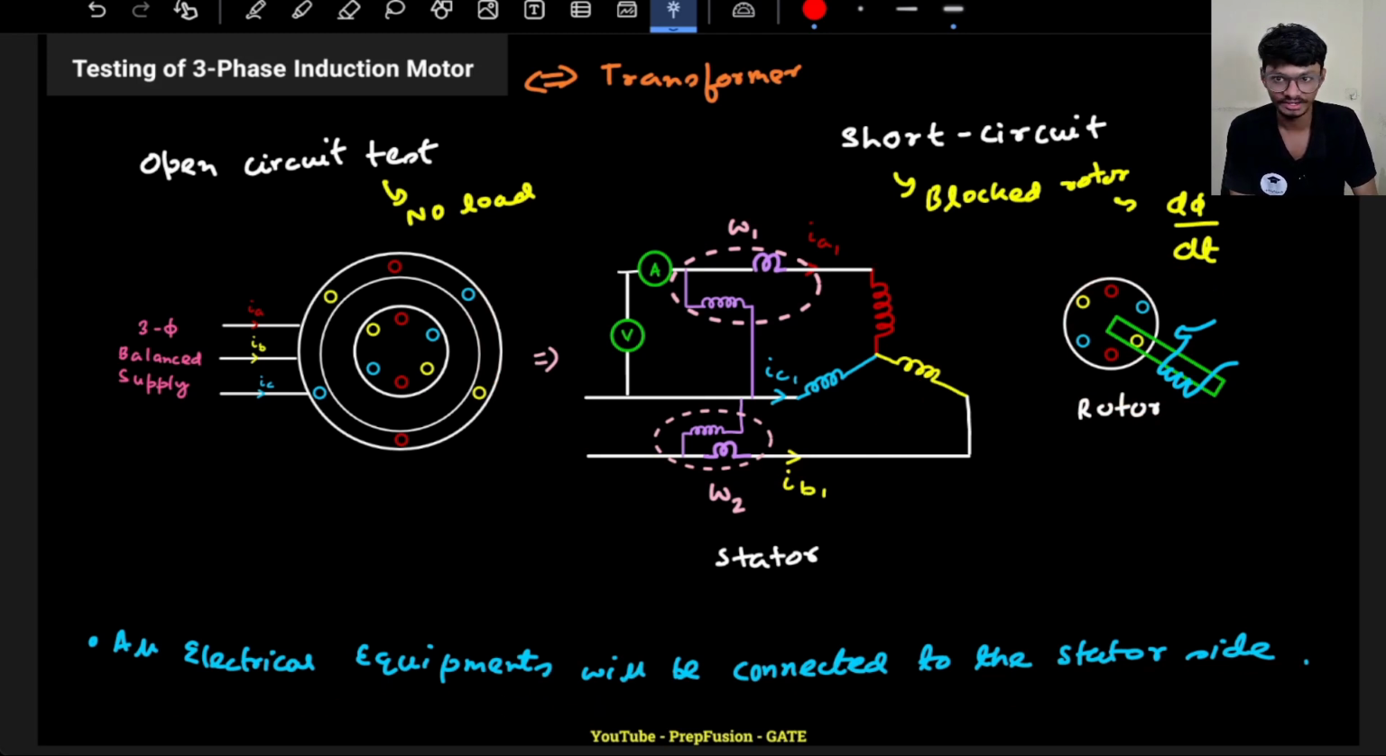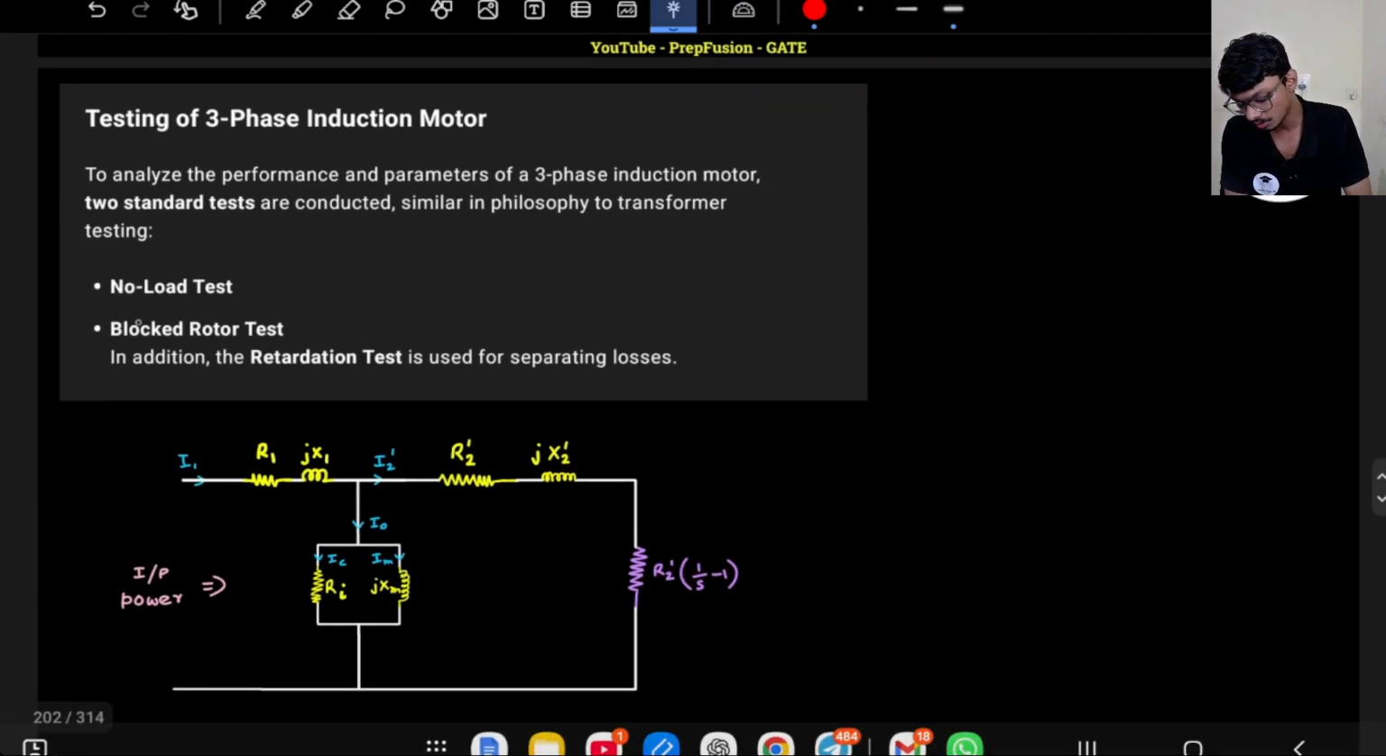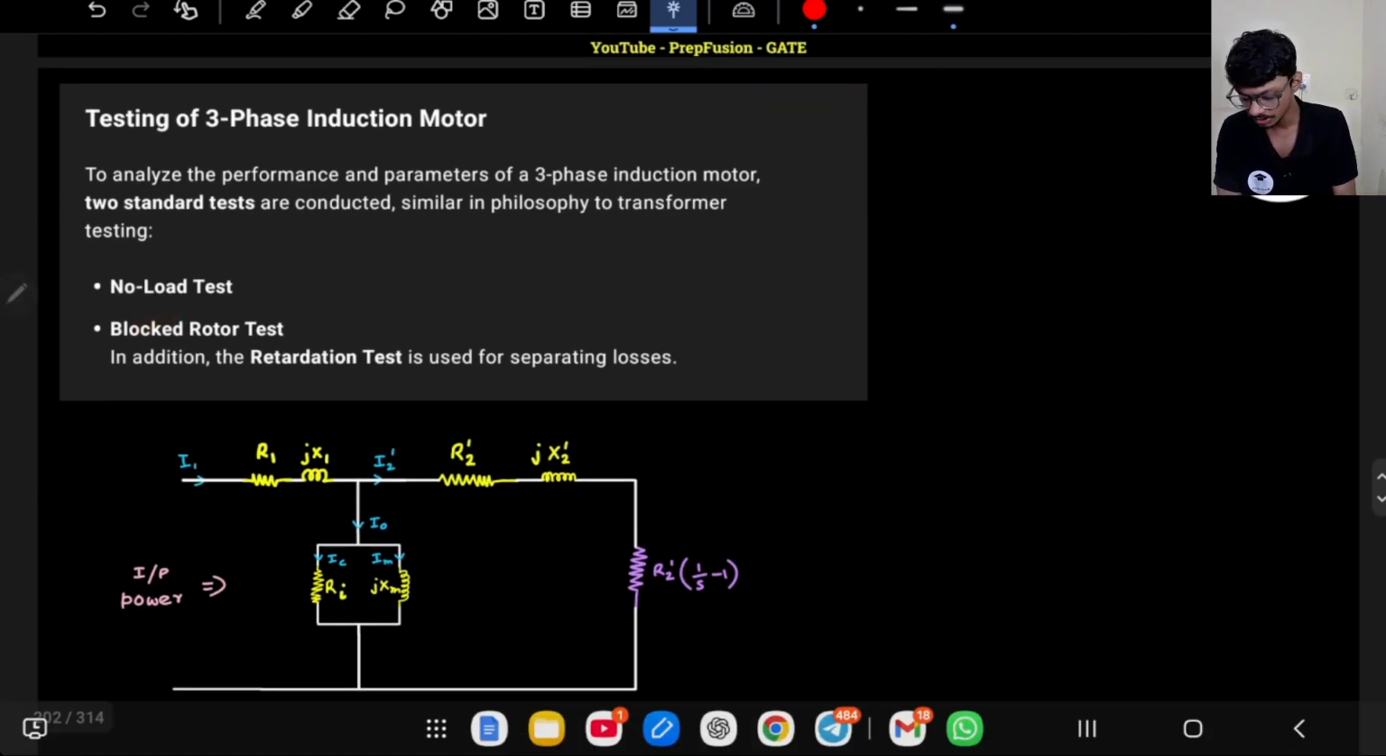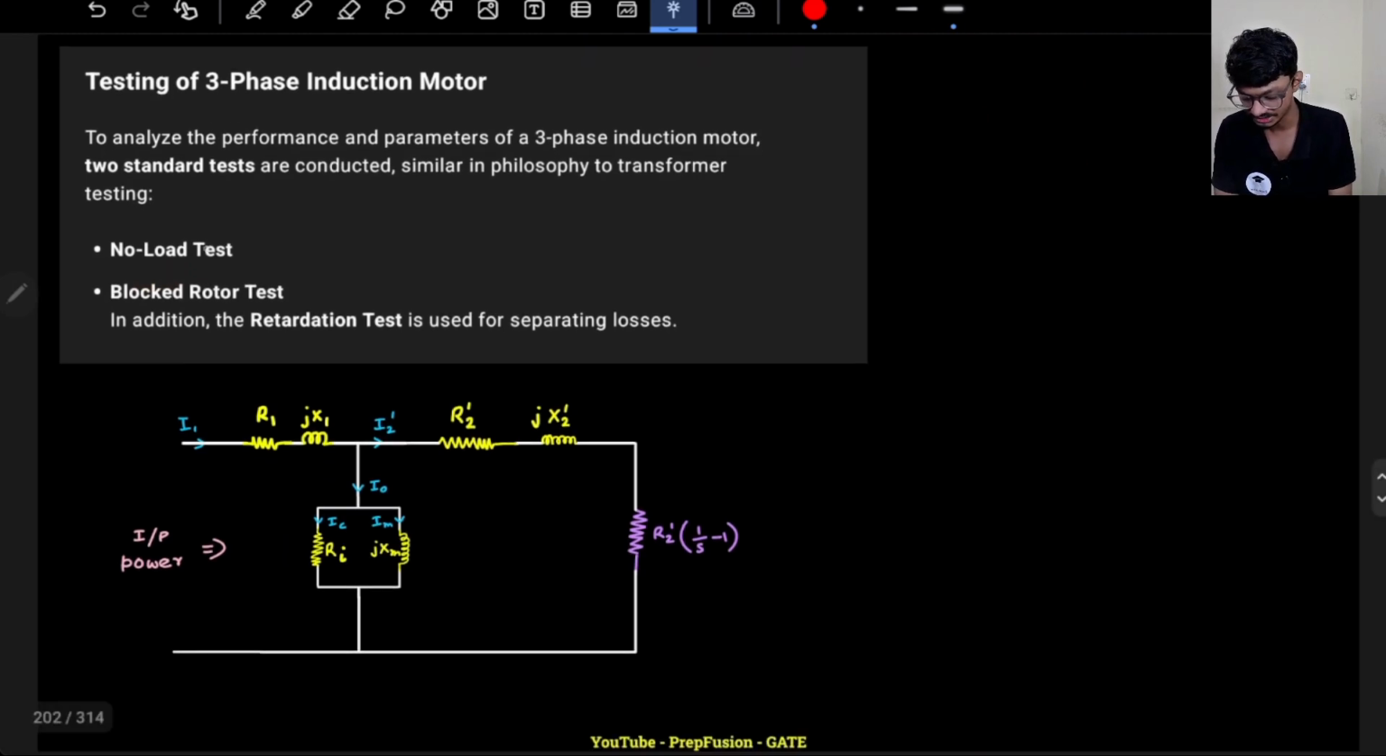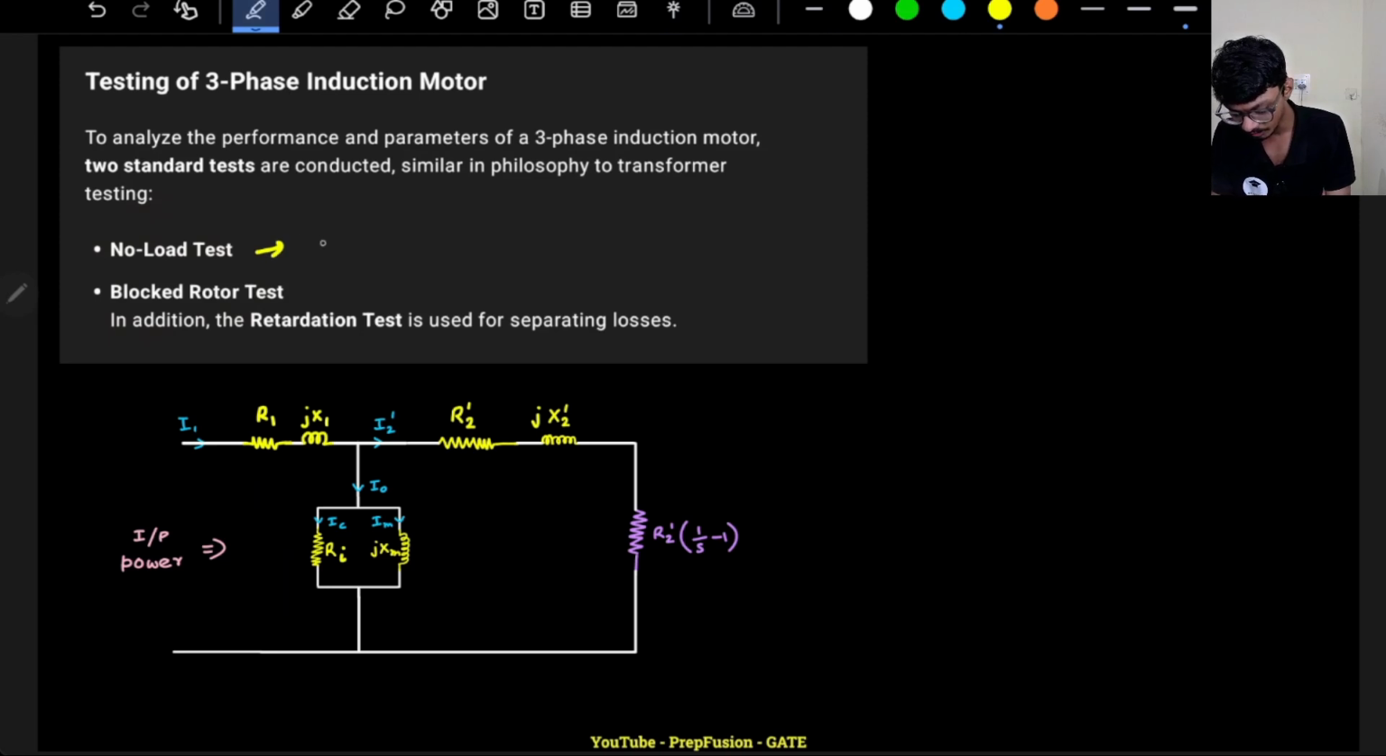So these are the few prerequisites. Now let's discuss the no load test. As I have already told you, we will have two kinds of tests: the no load test and the block rotor test, which are similar to those for transformers. In no load, the slip will be almost zero. Why will the slip be almost zero?